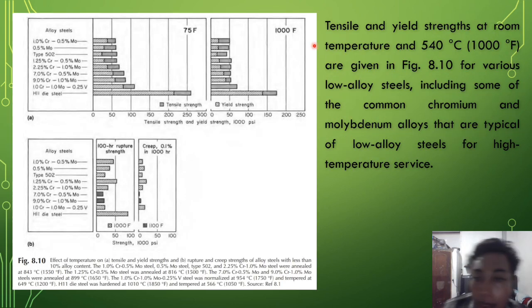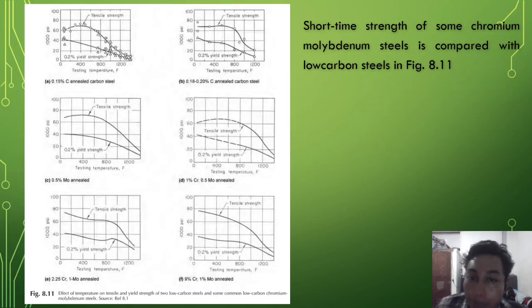Next. Friction and strength at room temperature and 540 degrees Celsius, 1000 Fahrenheit, are shown in Figure 8.10. Some of the common low alloy steels for high temperature service are listed below. This is Figure 8.10. Sometimes the assembly has steel combined with low carbon steel, like Figure 8.11. This is 8.11.